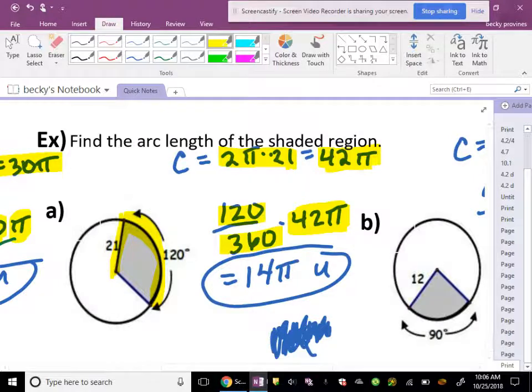The way I type into my calculator, I just type in 120 divided by 360, enter, and I get a decimal. And then I times that by 42. So my calculator would say 14. Then I have to remember, drop down the pi and put the unit. Now, if you notice, the unit's missing. So if no units are provided, you just put a U, which stands for units.